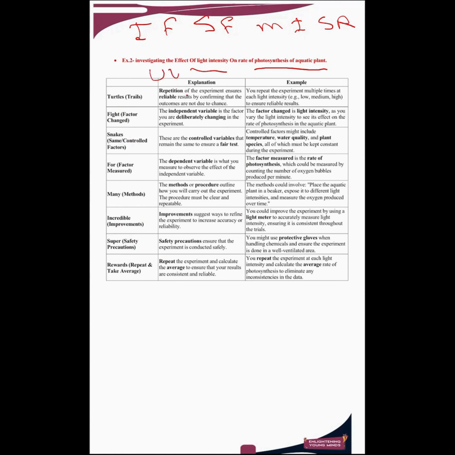Prepare 3 test tubes and add the same aquatic plant at different distances from a lamp: 10 centimeters, 20 centimeters, 30 centimeters from the lamp. So you are changing what? The light intensity. So this is my independent variable. You want to know the rate of photosynthesis, which is the dependent variable. How to know the rate of photosynthesis? By the amount or volume of oxygen gas produced.